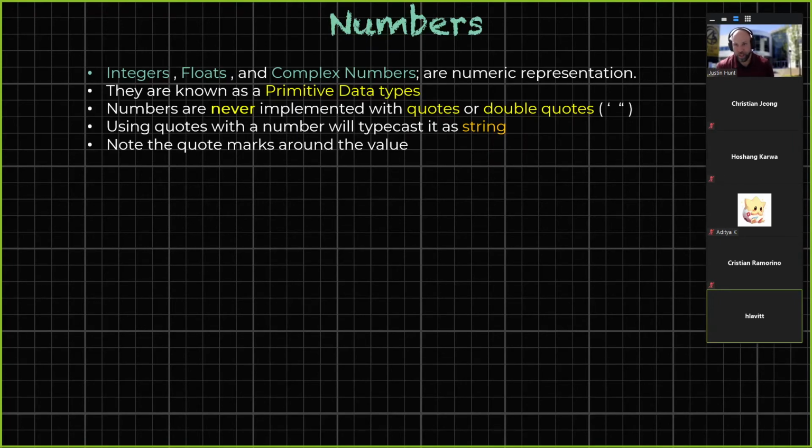Also a primitive data type. Numbers are never implemented with quotes or double quotes, because if we do, then it's going to assume, even though it's a number, you're not trying to do mathematical equations with them. It's going to assume that you're trying to create a string.